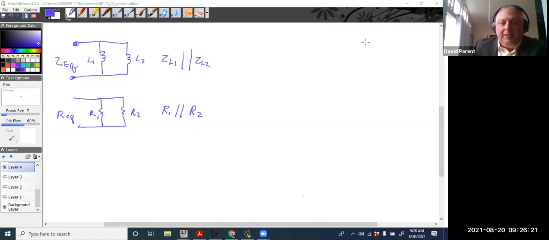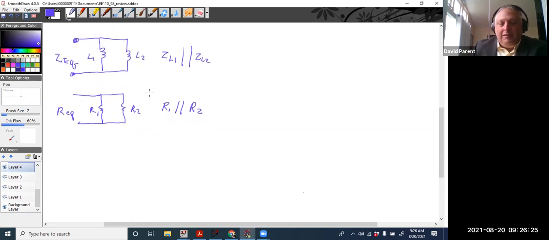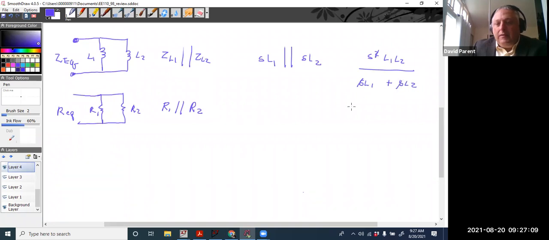Just let me move the chat. So it's the same relationship. So now, excuse me, SL1, because that's the impedance, SL2. Now, because there's only two elements, we can use this. It's really just R1 plus R2, R1 times R2 over R1 plus R2.